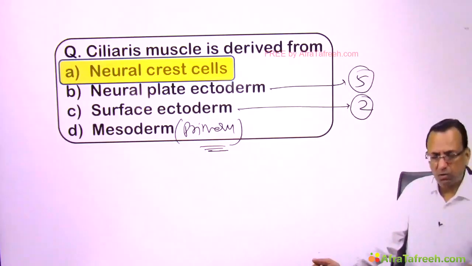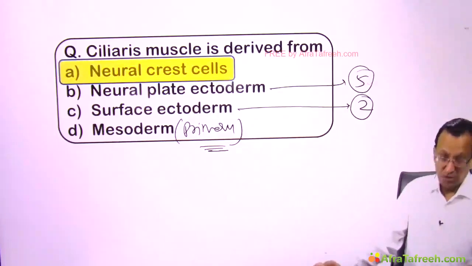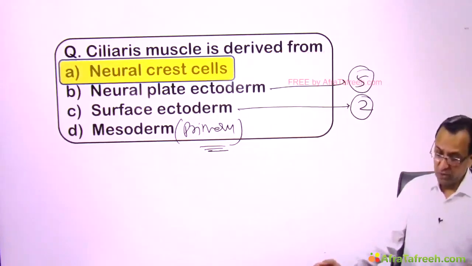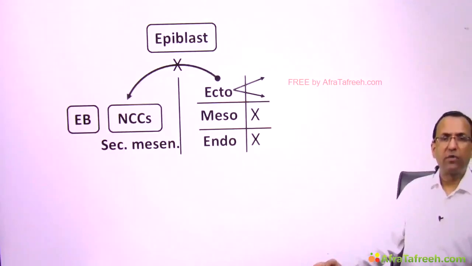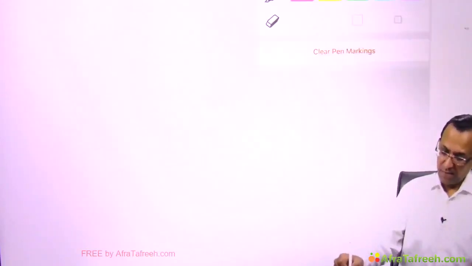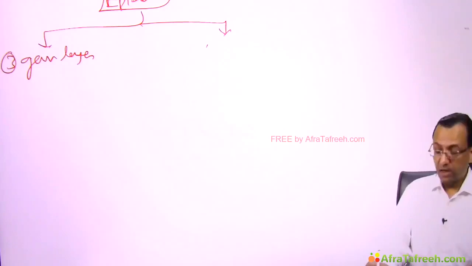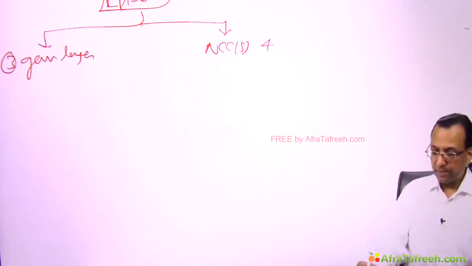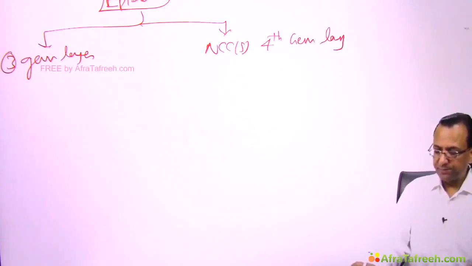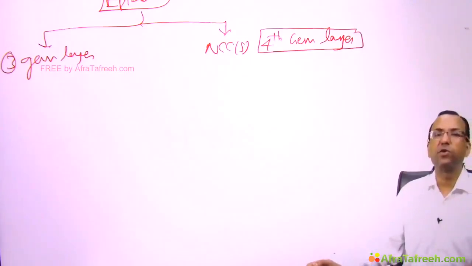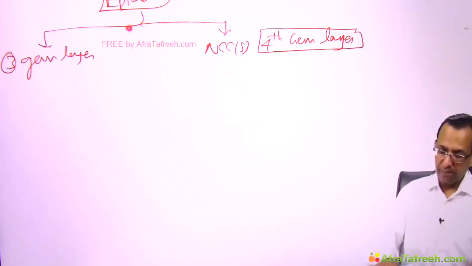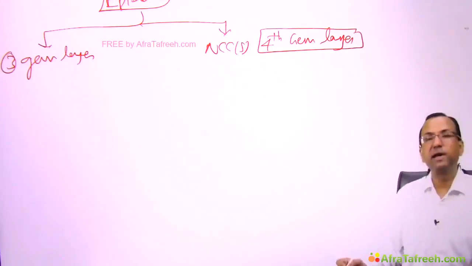Yeah, that's what we'll do now, and also we'll discuss the 2 derivatives of surface ectoderm. Okay, let's do that now by drawing a flow diagram. And if you remember, we have discussed epiblast earlier. We said epiblast will give 3 germ layers, and then it will also give the 4th germ layer. Who is the 4th germ layer? The neural crest cell. Recently it is mentioned that neural crest cell is the 4th germ layer, maybe coming directly from the epiblast. Otherwise, epiblast would have given 3 germ layers by gastrulation.